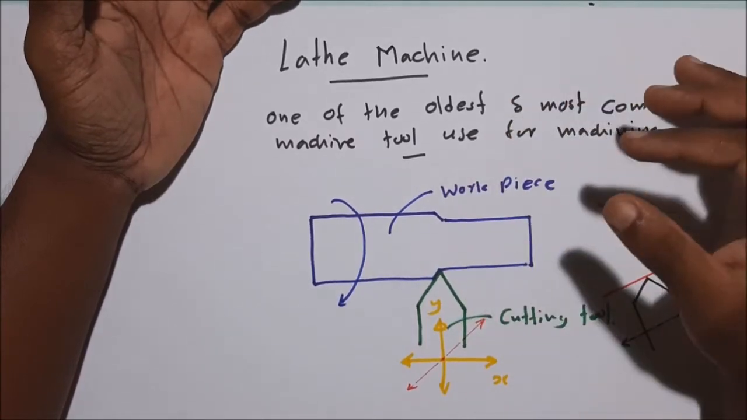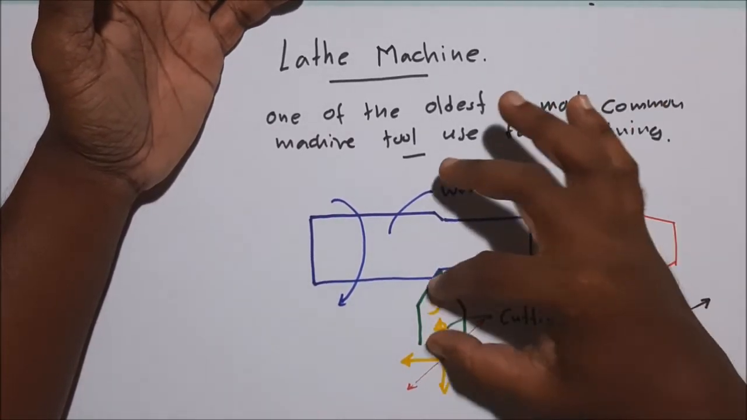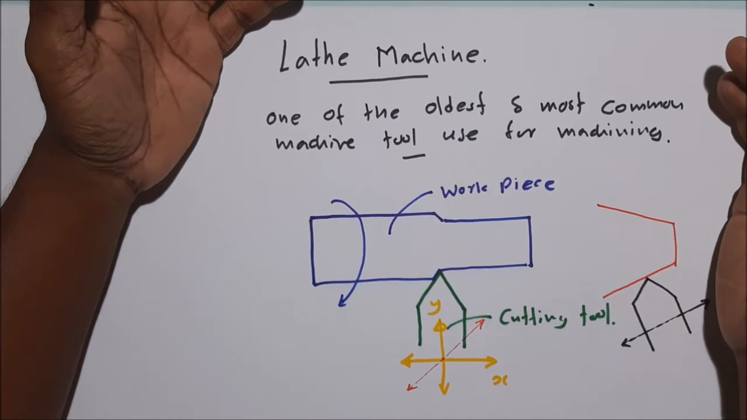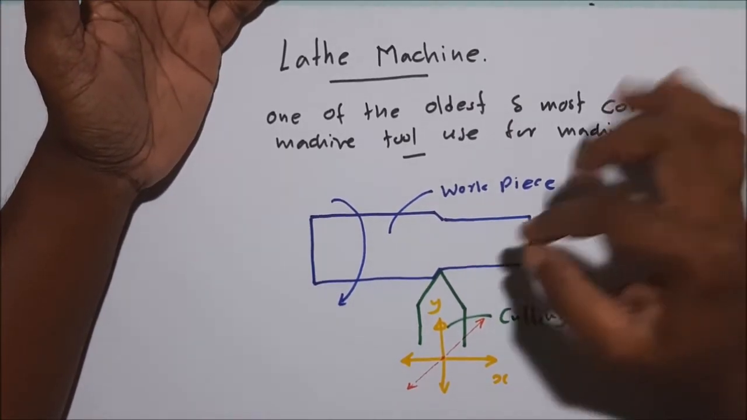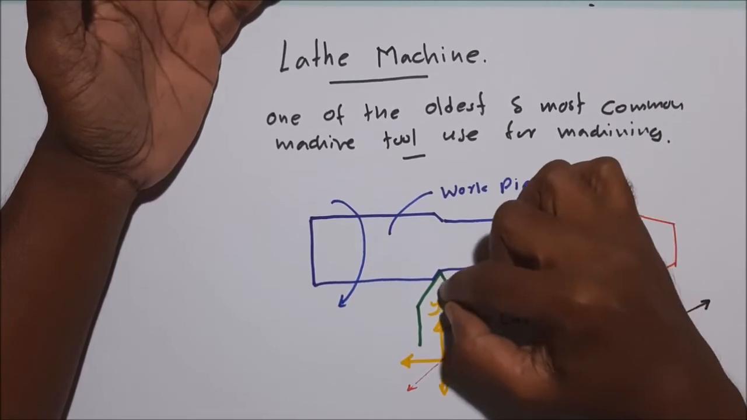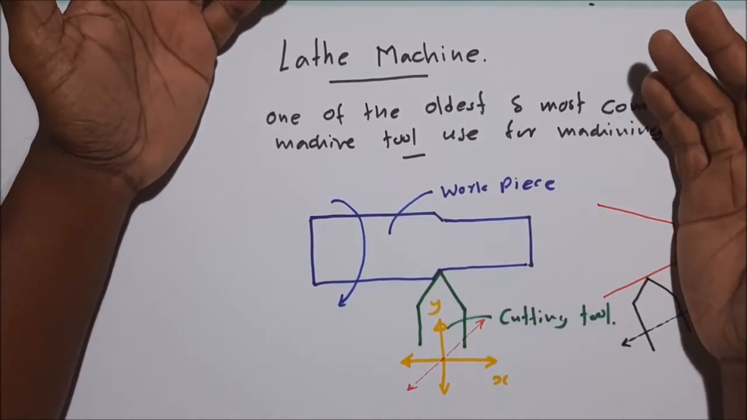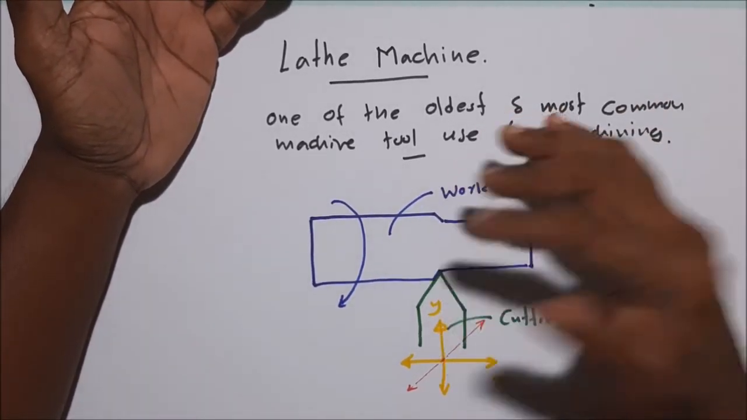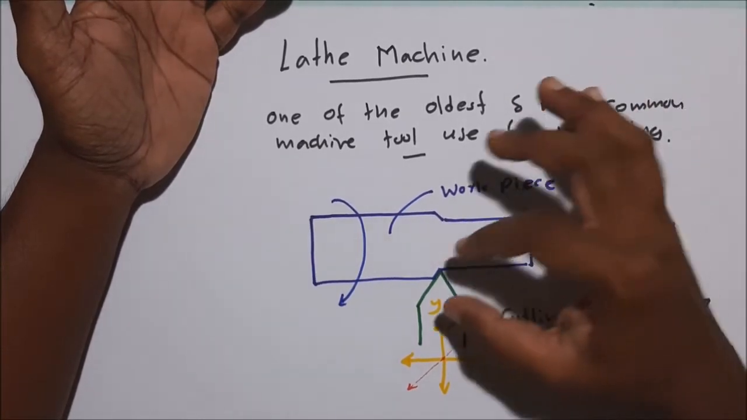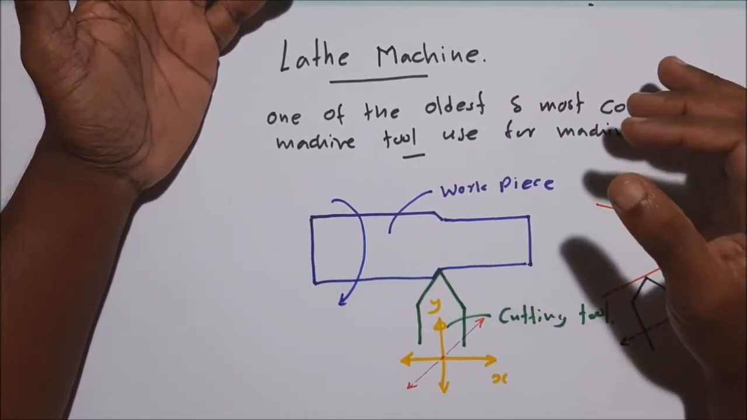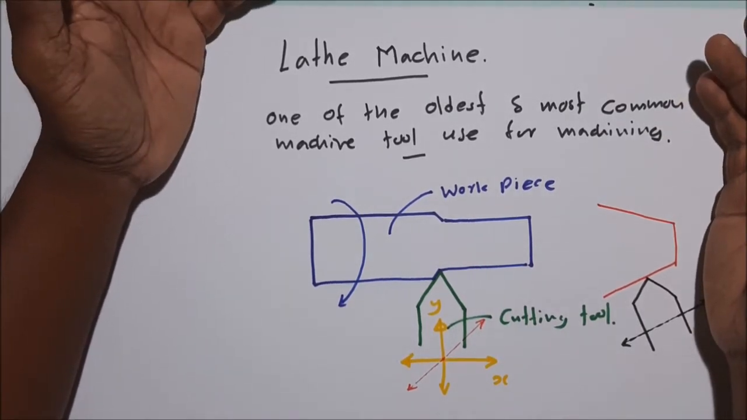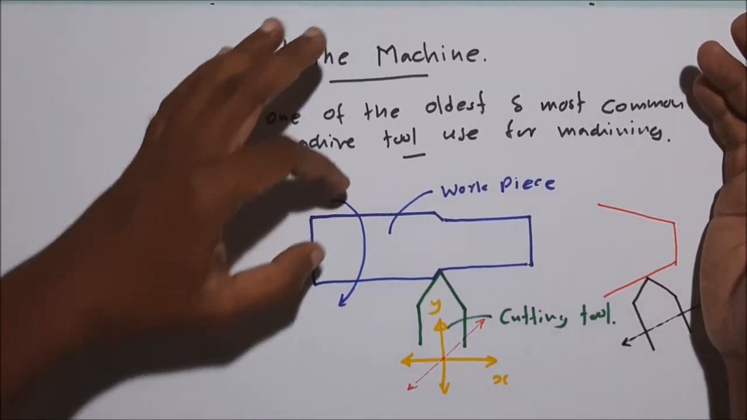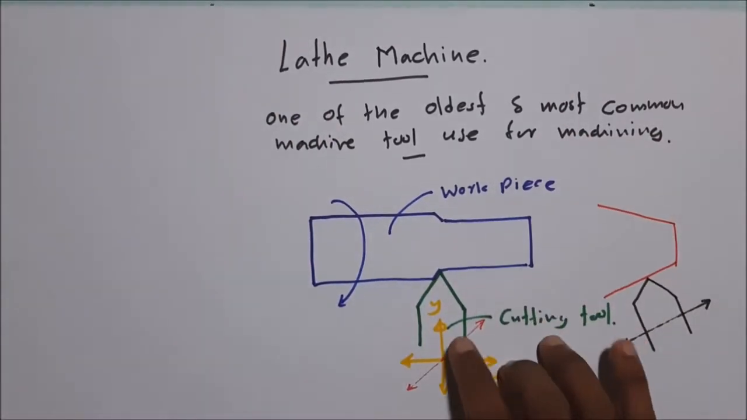Mostly, except center drilling, most of the lathe operations are single point tool operations. That means the metal is removed by a single tooth of the cutter. Here you can see the single tooth of the cutter. The material is removed by the single tooth. Most of the lathe machine operations are single tooth cutting operations. Okay. This is the basic principle.